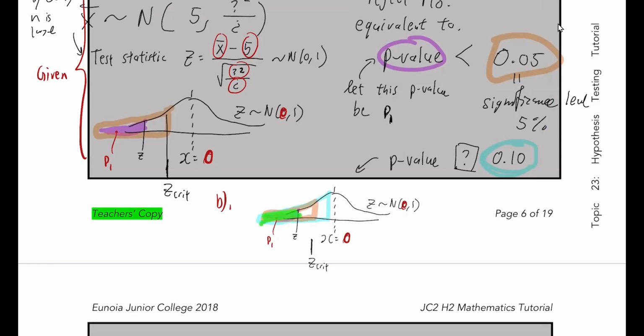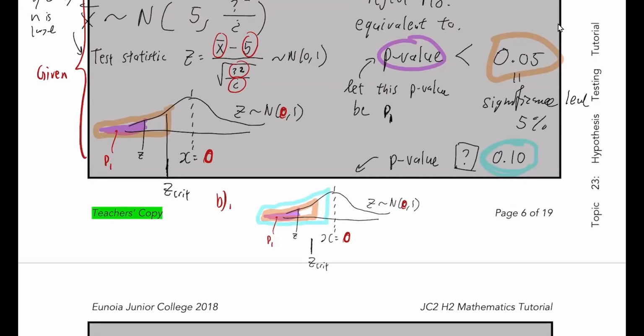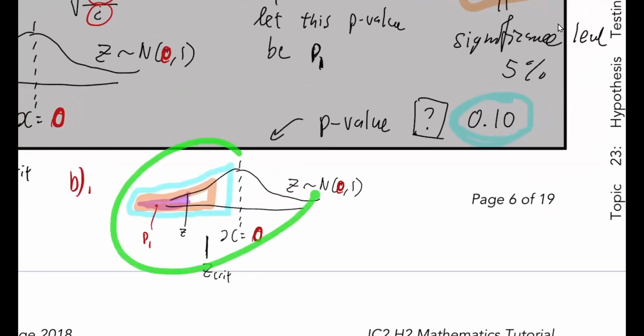Purple area is our p-value. Orange is our original significance 5% area. And then light blue is our new significance level. Let's just look at the graph directly. Can you tell me the p-value, the purple one, versus the blue one? What's the direction?